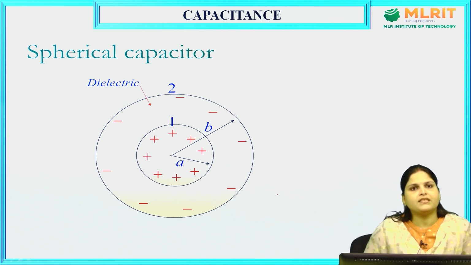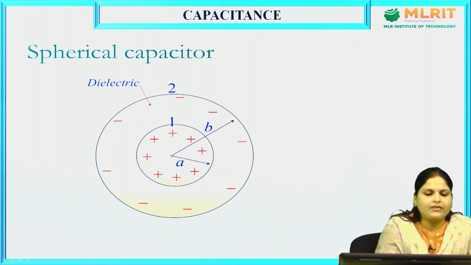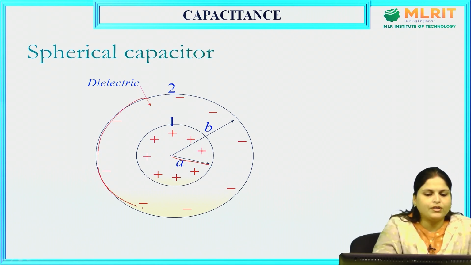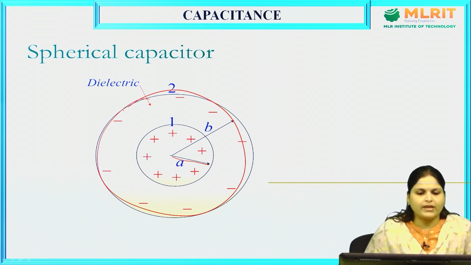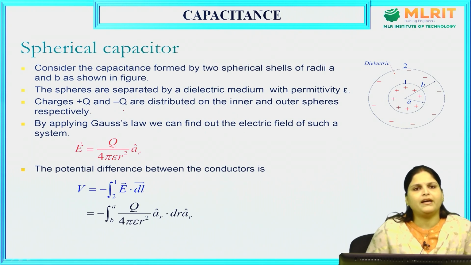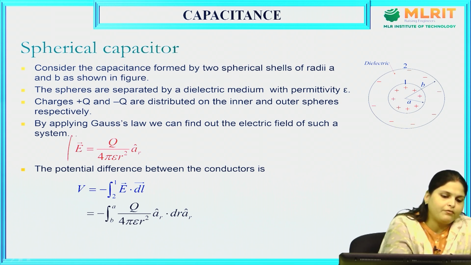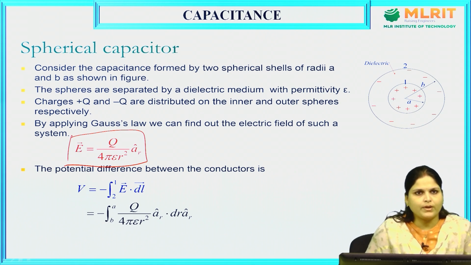Third arrangement is spherical capacitor. So two spheres are there, one inside another. The inner one is having radius a and it is carrying positive Q charge. The outer one is having radius b and it is carrying negative charge. Okay. And between them a homogeneous dielectric material is filled with permittivity epsilon. Again, when we apply Gauss law, we can find out the electric field of this kind of system. So we get the formula for electric field as Q upon 4 pi epsilon r square A_r.